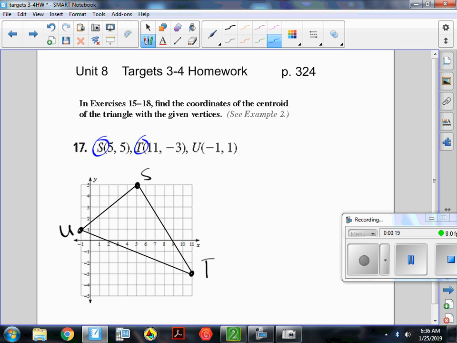So the midpoint of ST is going to be 5 plus 11 divided by 2 for the x, and 5 plus negative 3 divided by 2 for the y, which gives 8, 1.